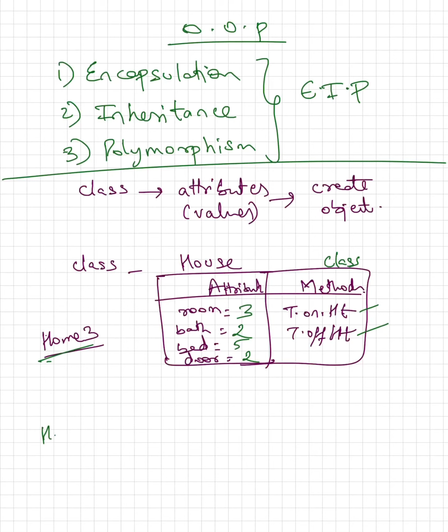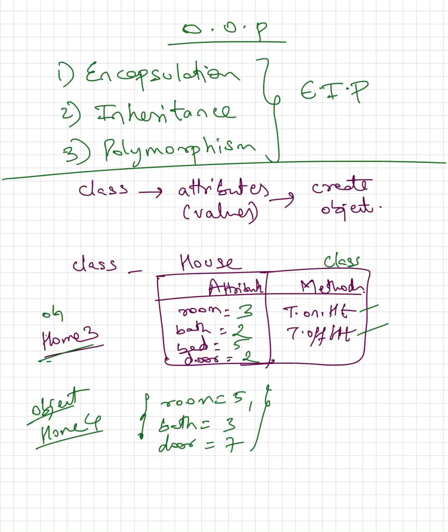And there can be another home, home4, and you can declare that one again with similar properties: room equal to 5, bath equal to 3, door equal to 7, or whatever. That's how you define a new object. In this case, it is called home4. This is an object. This is an object. House is a class.